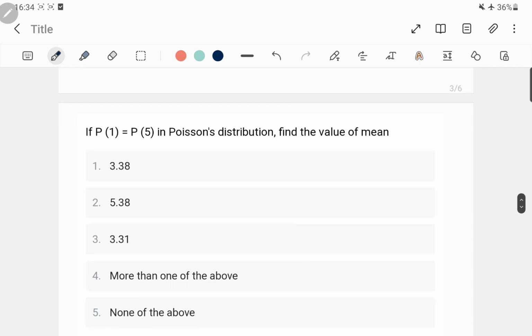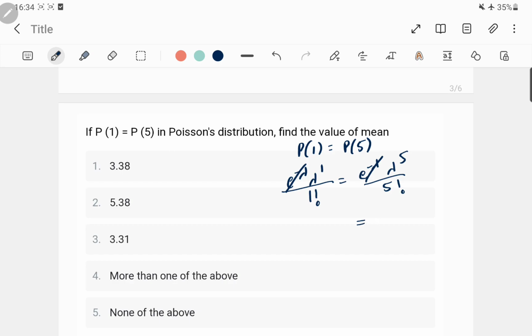Okay. Next up we have, if P1 is equal to P5 in Poisson distribution, then find the value of mean. So what does it mean? P1 is equal to P5. It just simply means e to the power minus lambda, lambda to the power 1 upon 1 factorial is equal to e to the power minus lambda, lambda to the power 5 upon 5 factorial. So if we calculate this, we get lambda to the power 4 is equal to 5 factorial. When you solve this, you will have your value as 3.31. So this is the correct answer.